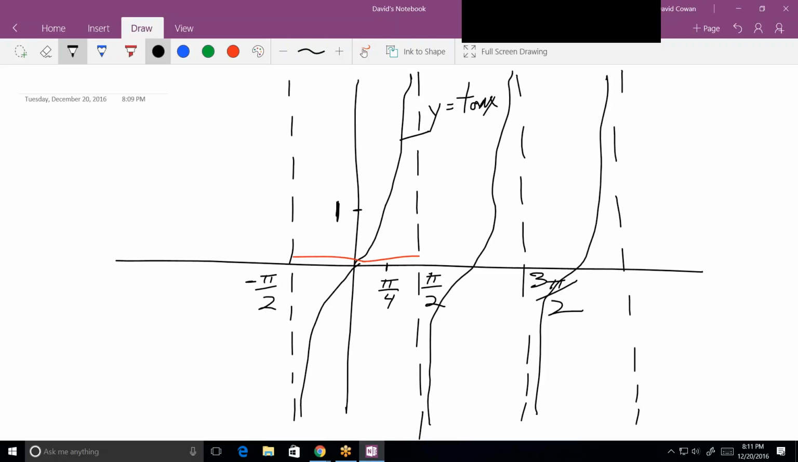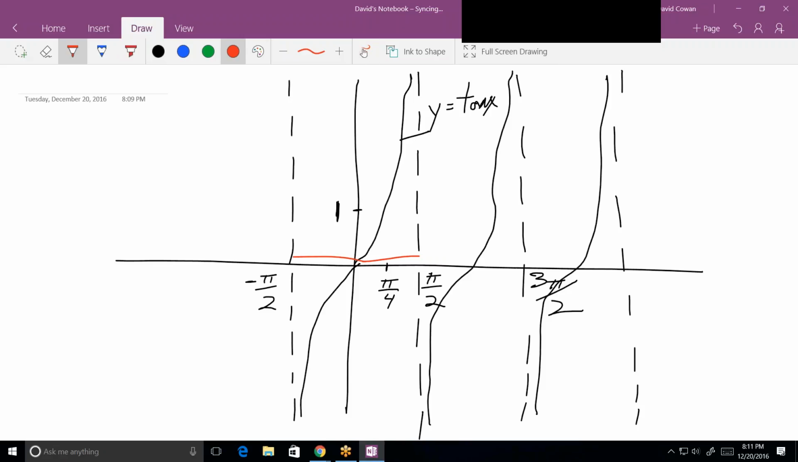Okay? Now, have they talked to you about secant, cosecant, and cotangent? No. So you don't need to know the graphs of those? I do, actually. Okay. Let's talk about cotangent, the reciprocal of tangent, since I have the tangent curve up here. I'm going to draw the cotangent curve.